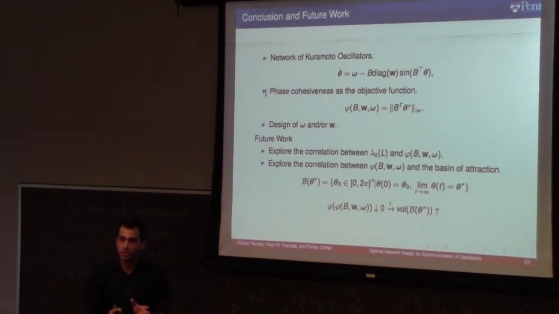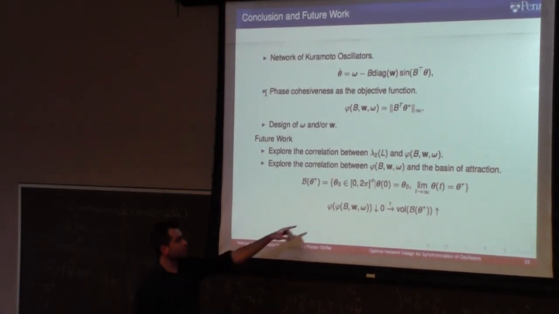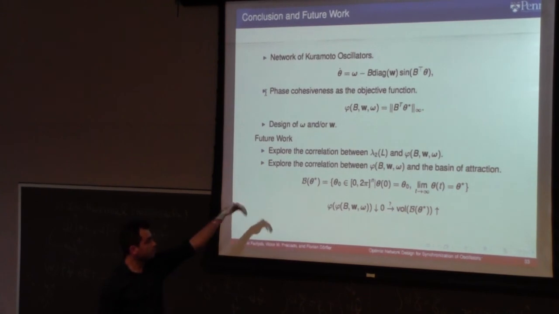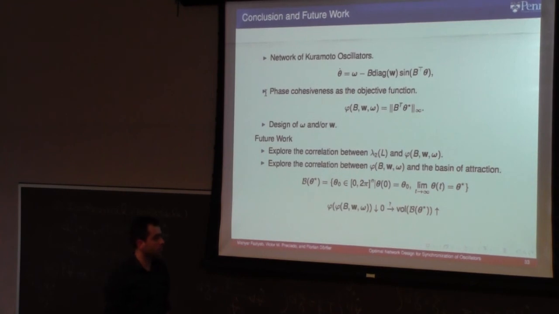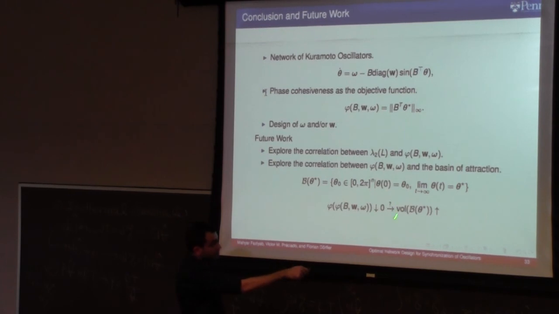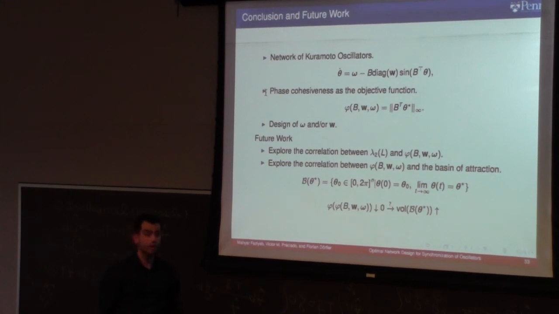So there's a region surrounding this optimal point that constitutes the basin of attraction of this fixed point, right? So I want to see, if I decrease the phase cohesiveness and push it towards 0, what happens to the volume of this basin of attraction? Then if this implication is correct, by means of this phase cohesiveness, I can also increase the basin of stability, which is really important for the power systems community. And that's it.